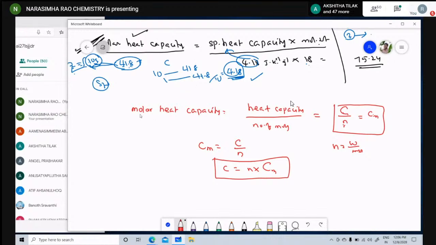From the definition, molar heat capacity is equal to heat capacity upon number of moles. It may be noted that Cm is equal to Q by N into delta T. Q by delta T is considered as C. This is the number of moles. So C by N: C is the heat capacity, Cm is the molar heat capacity. So heat capacity is equal to molar heat capacity multiplied by N. N is equal to weight upon molecular weight, as we already know.